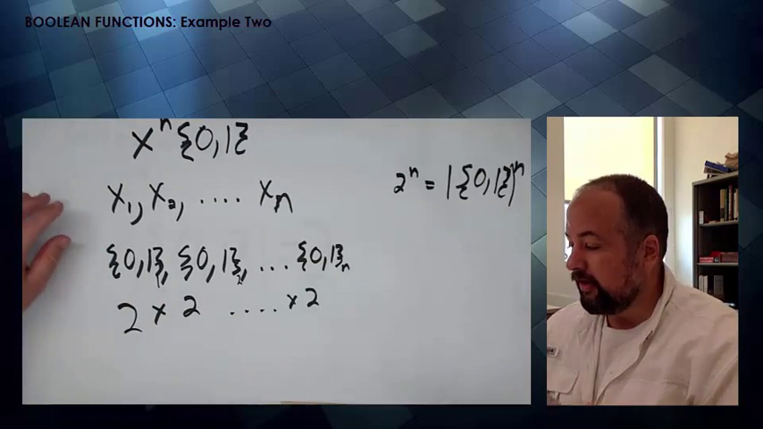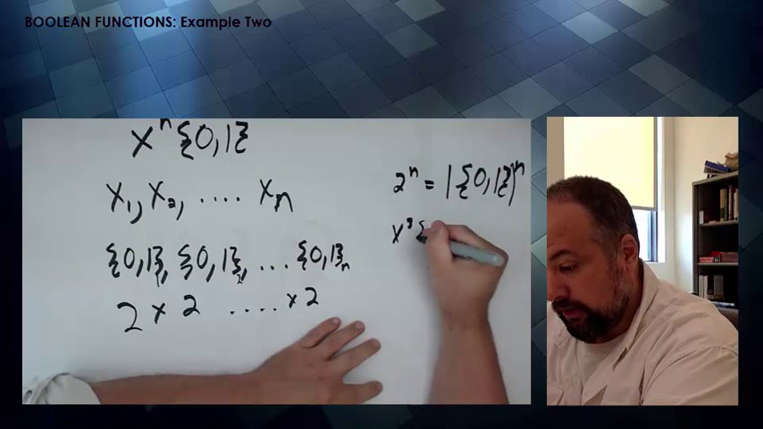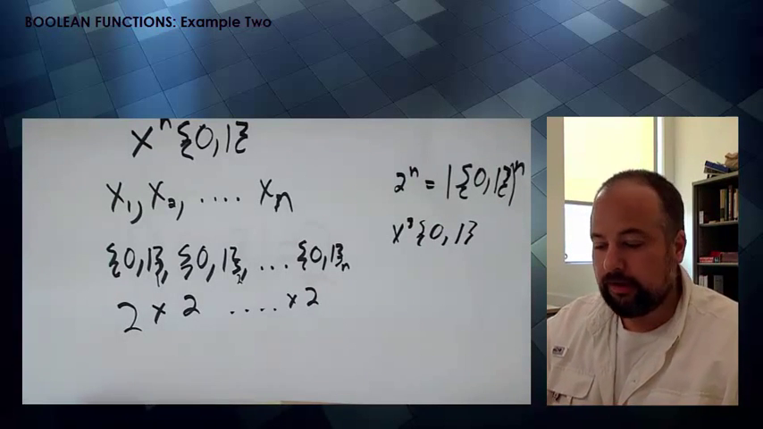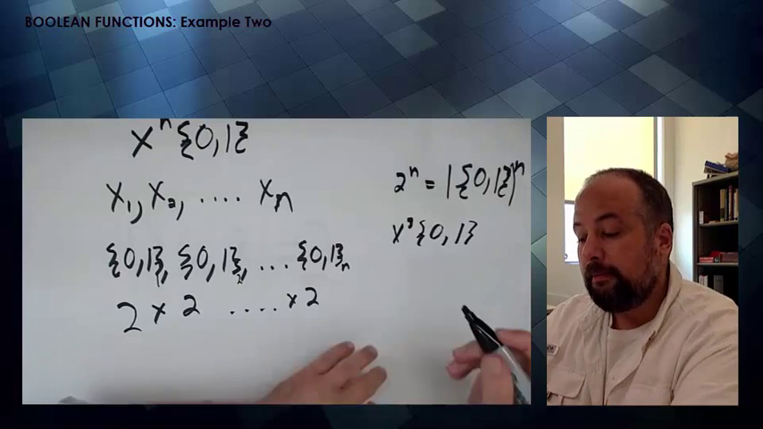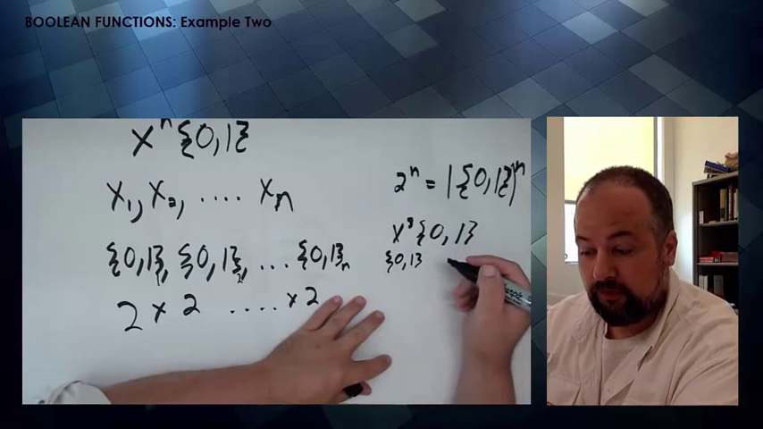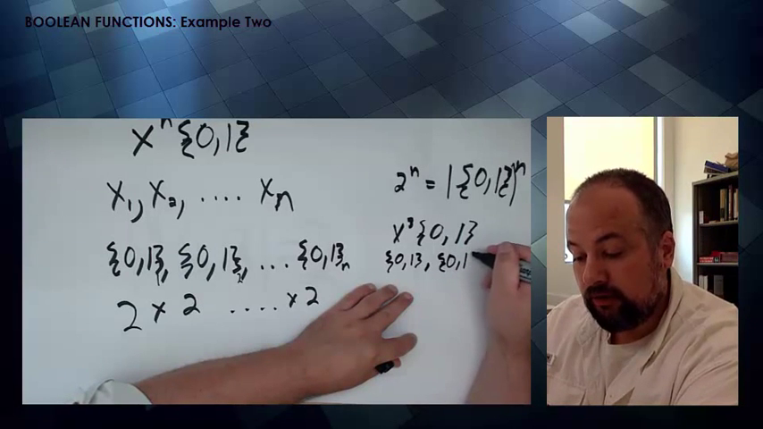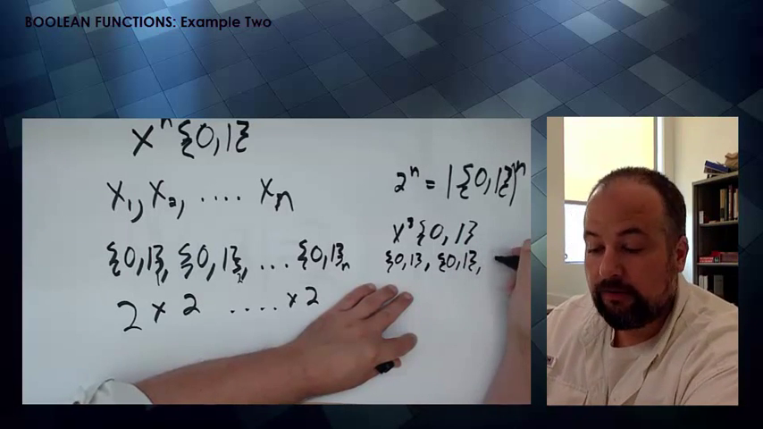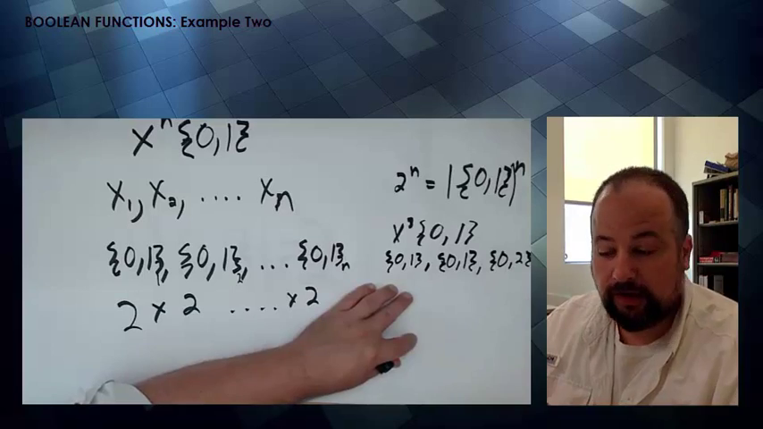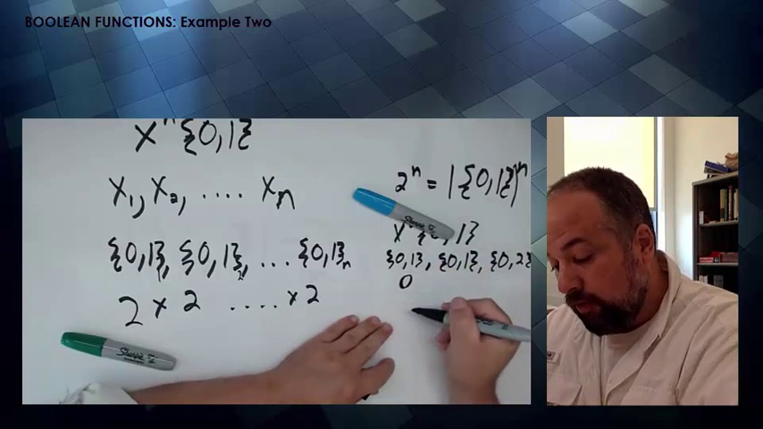Let's use a more concrete example. Let's use our {0, 1} to the 3. Let's do this concretely. That means I have 2 possibilities for the first value, 2 possibilities for the second value, and 2 possibilities for the third value. So we have two possibilities for the first one. We all understand that, right? It could be 0 or it could be 1.